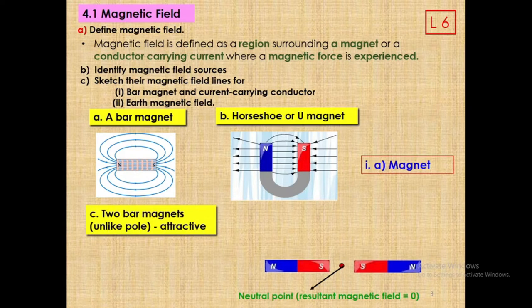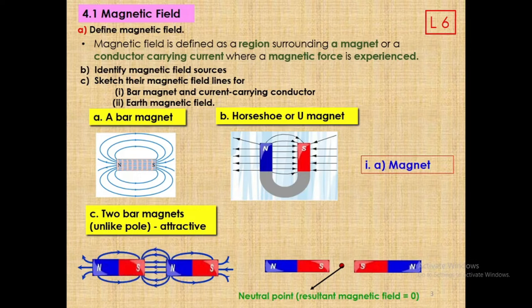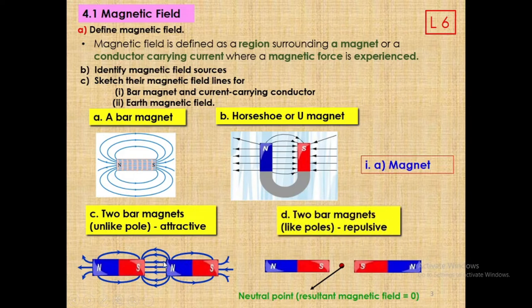And then the third source is two bar magnets with unlike poles, so it will be an attractive force. Between this, the first pole is north and south, and this, the second pole is also north and south. So north and south poles attract. And then the fourth magnetic field source is two bar magnets also, but with like poles, which have the same poles placed side by side, so there will be a repulsive force. Here we have a neutral point where the resultant magnetic field is equal to zero.